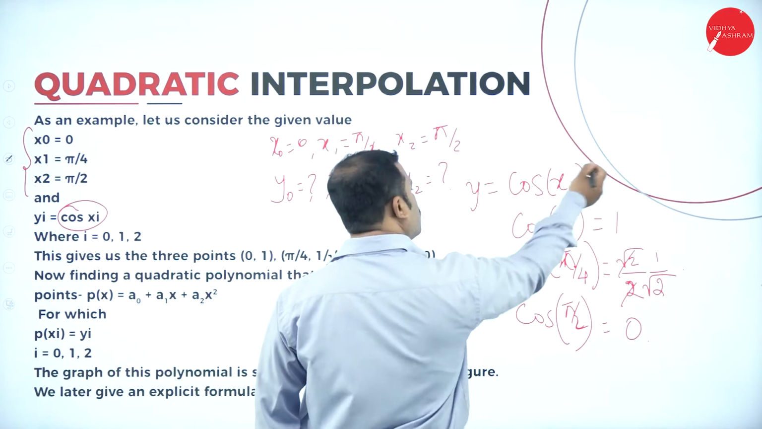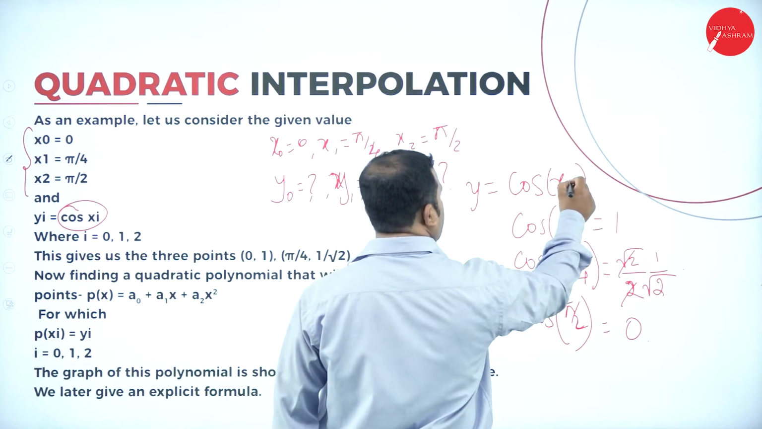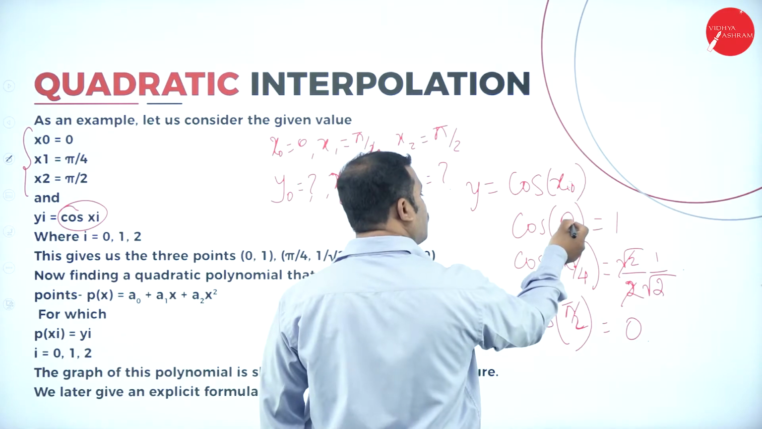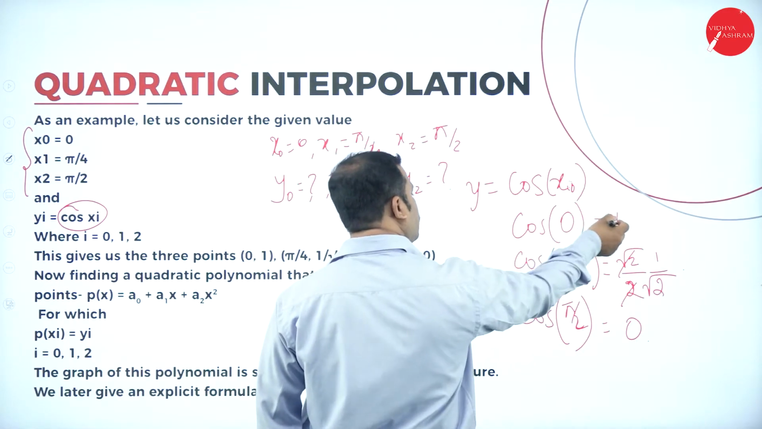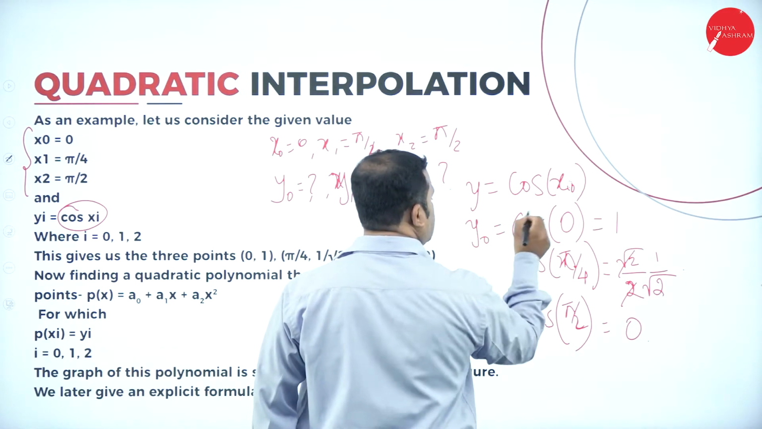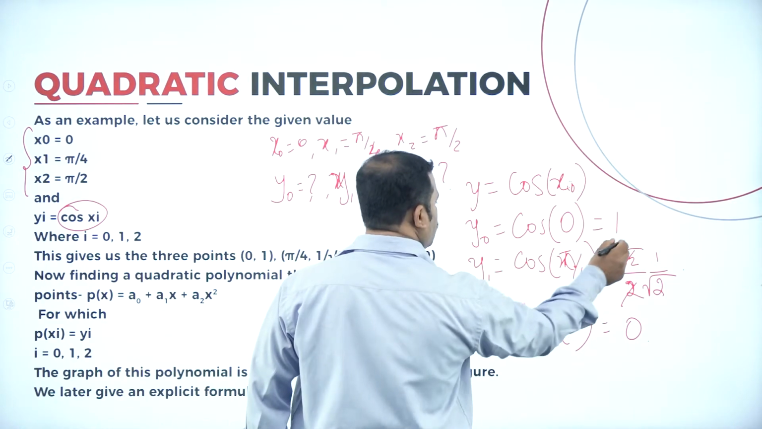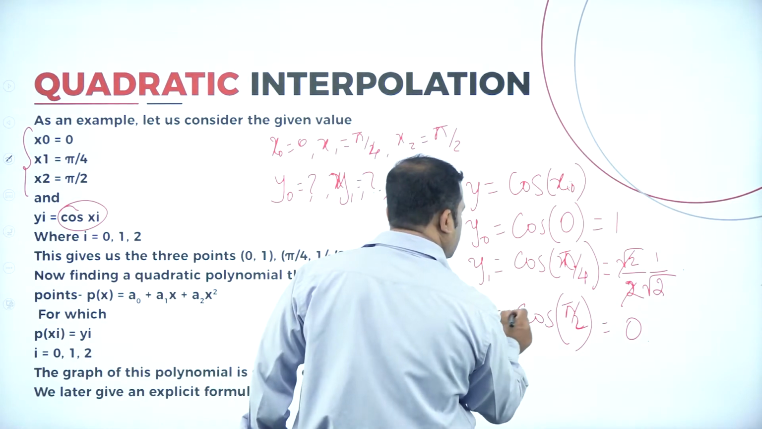So, if that is the case, I have found the values of this. y is equal to cos of x0 or xi. If that is the case, what is the cos of x0? That is cos 0, which is equal to 1. That is y0 is equal to 1. y1 is equal to 1 by root 2. y2 is equal to 0.